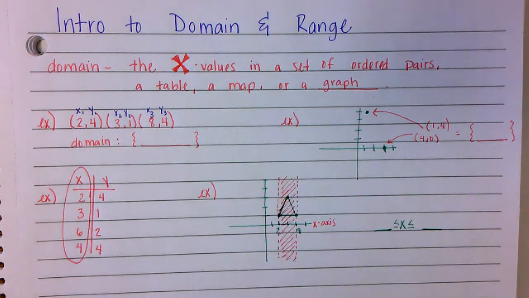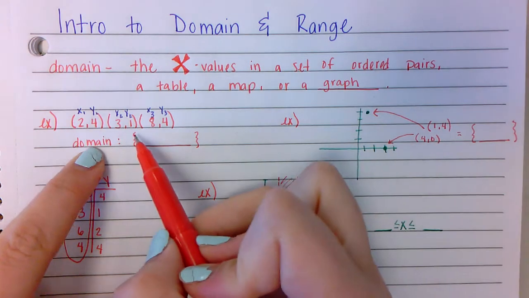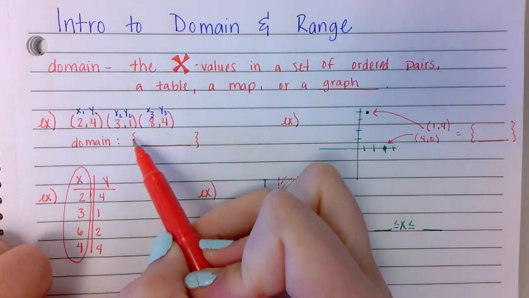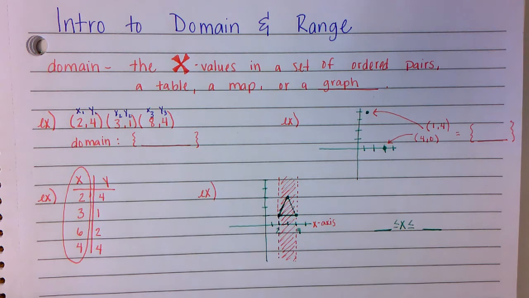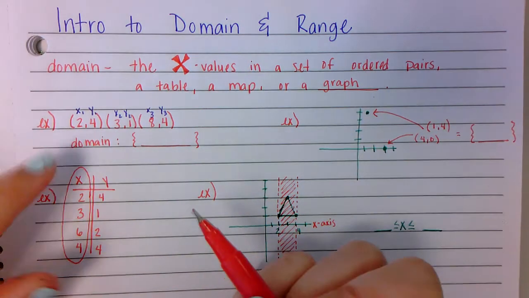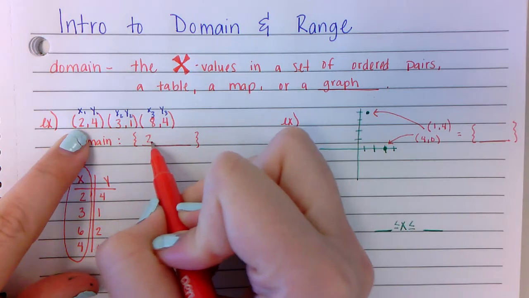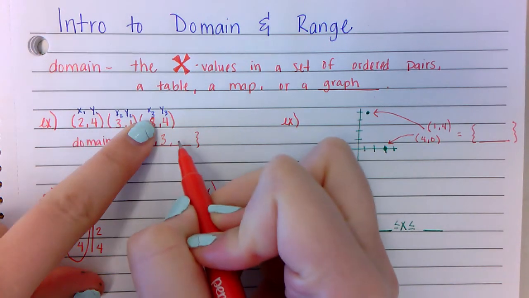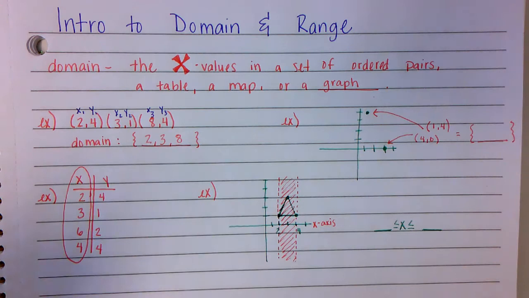So to just write down the domains, you're going to use this butterfly parentheses. This is called set notation. And you're just going to write down the x values. Make sure you start with the smallest number and go up. So it's 2, 3, and 8. They happen to be in order for us.